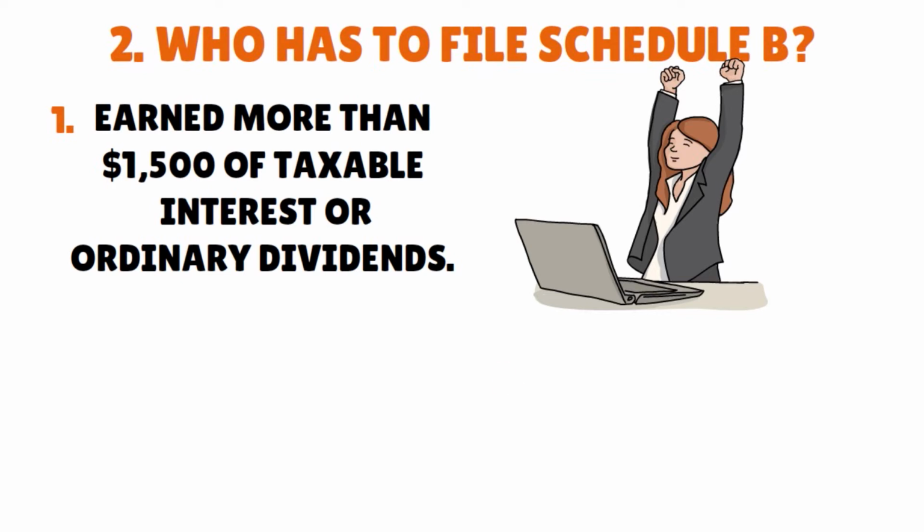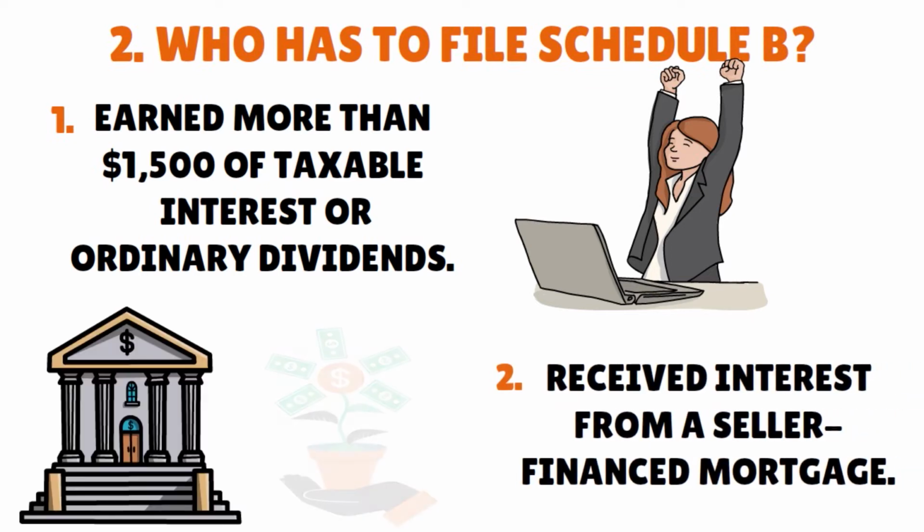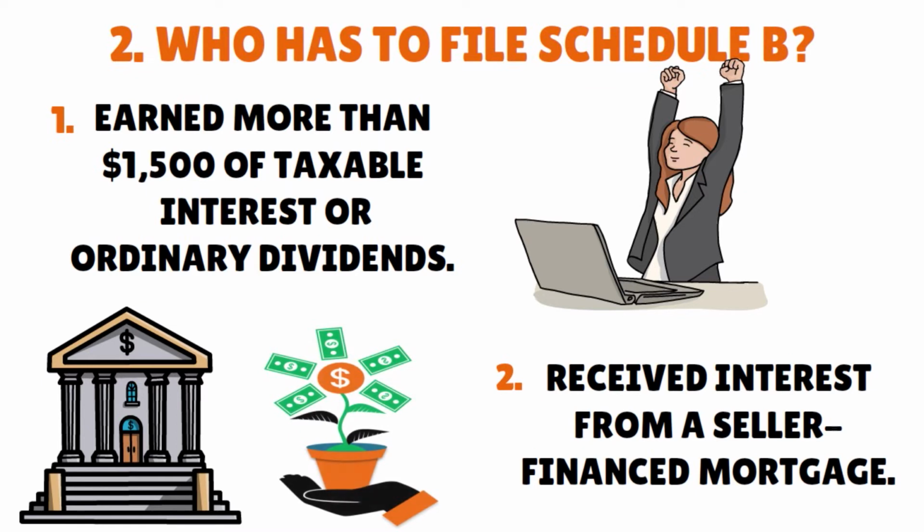Scenario number 2, you received interest from a seller financed mortgage. These are mortgages where you personally extend a mortgage loan to a home buyer, like a wraparound mortgage. And the key exception here is that you only need to include the interest if the buyer used the property as their residence.